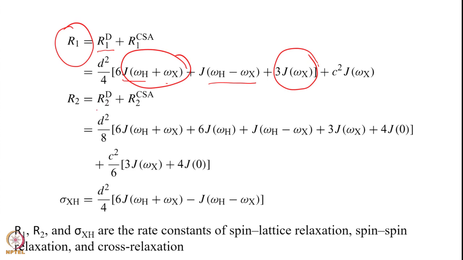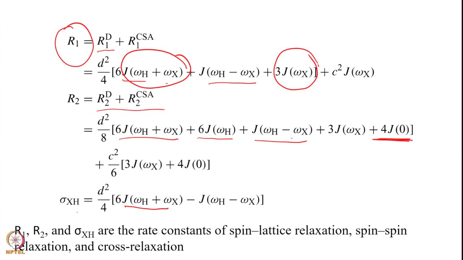Similarly, R2 can be given by these formulae, R2 of dipolar coupling and R2 due to CSA, and it again depends upon the spectral density function of proton and carbon, given by these formulae, omega H plus omega X. Here are the individual spectral densities, the difference of spectral densities, and the spectral density at zero frequency. Okay, so that's R2, and then this is cross relaxation. So these are individual relaxation and this is cross relaxation. This again will be given by the sum of these two frequency and the difference of these two frequency.